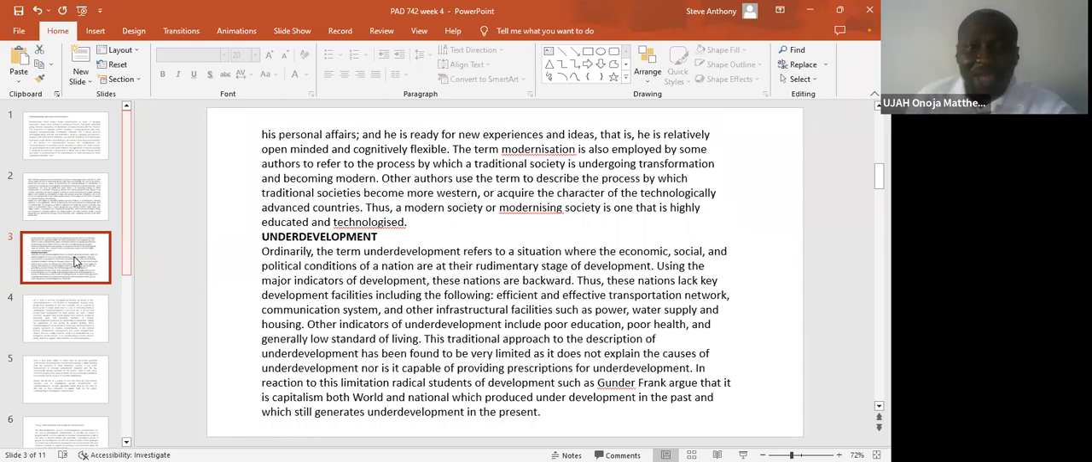So we say here that ordinarily the term underdevelopment refers to a situation where the economic, social, and political conditions of a nation are at their rudimentary stage of development. Using the major indicators of development, these nations are backward. And what are the major indicators of development? In one of the classes, we talked about life expectancy. We talked about the views of Dudley Seers, where he said what is happening to poverty, what is happening to unemployment, and what is happening to welfare, unemployment, and even shelter. So if those things are available in a society, such a society can be adjudged to be developed. But in the aspects where they are lacking, it means that underdevelopment reigns in such a society. So when one looks at the indicators of development and they are lacking in any nation, such a nation is considered to be backward and can be termed underdeveloped.